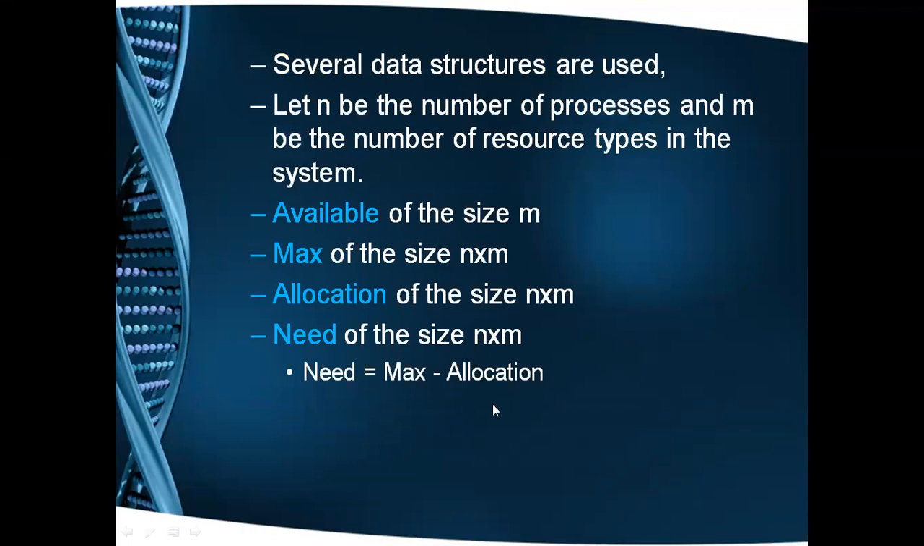So these data structures we are using here: available means the currently available number of resources of each type. Maximum is where every process tells in advance the maximum number of resources required of each type. Allocation means current allocation, currently how many resources of each type are allocated to every process. So from this, we need to find the need matrix. Need is equal to maximum minus allocation. Maximum is how much is needed, allocation is how much is currently allocated. If we subtract, we can get the remaining need.